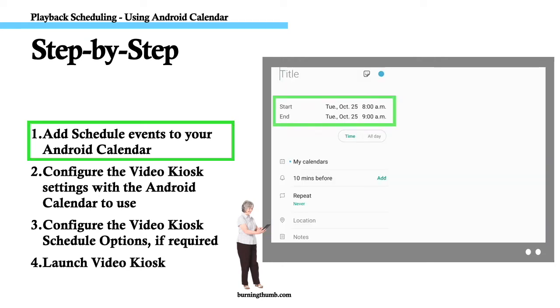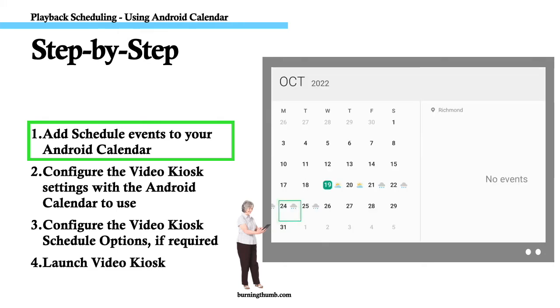Step 1. Open Android calendar. Video kiosk will execute commands based on the time and the description in the notes field of the calendar. To control video kiosk's playback, add an event with the time to start and end playback. Use the calendar options to repeat this event as often as is required.